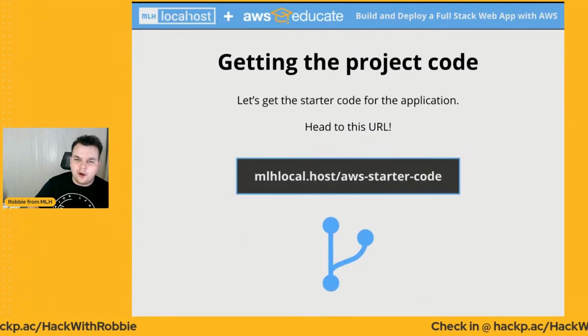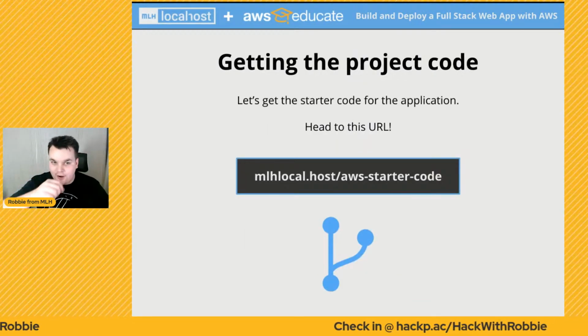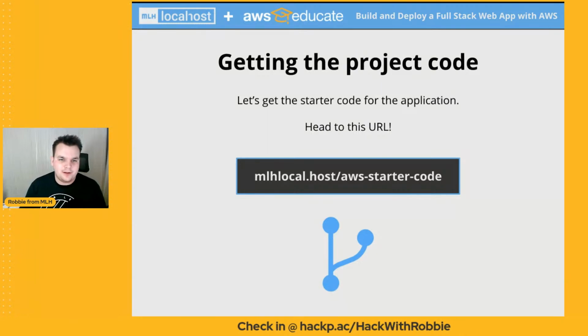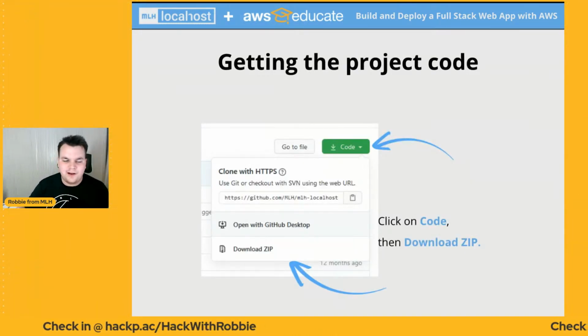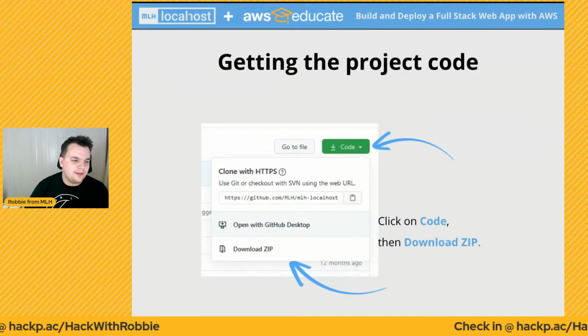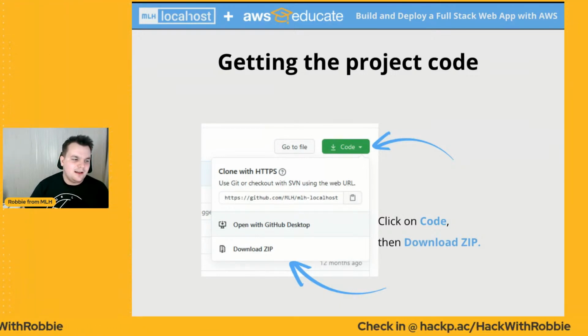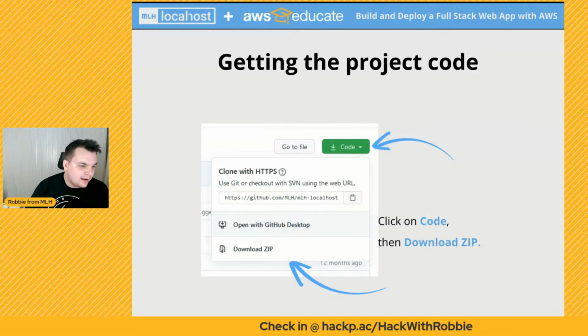Boom, we're going to get some code. We're going to write some code. We're going to use VS Code. It's all good stuff. I'm going to head to this URL. It's going to tell you to download it as a zip file. That's totally fine. You can do that if you want. I'm going to do it with Git instead. So we'll just go and do a Git clone.